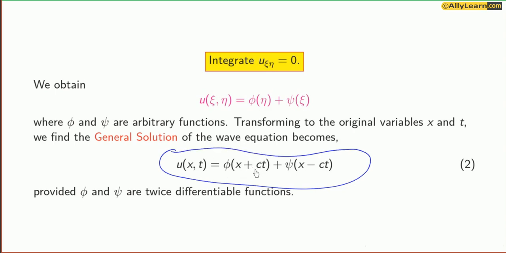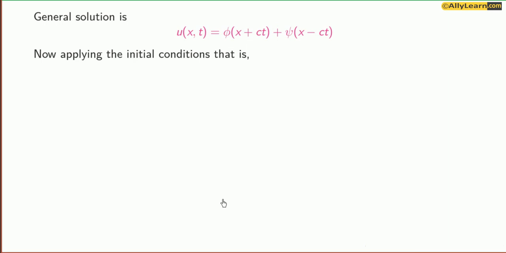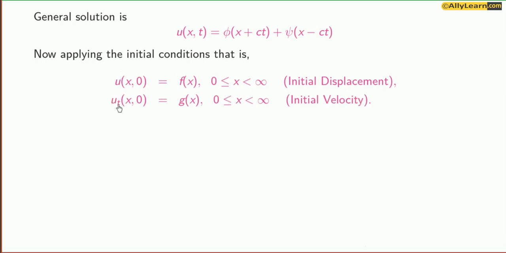For the detailed steps, you may visit our previous video lectures on the infinite string problem and the semi-infinite string problem with a fixed end. Now next, we will be introducing the initial conditions given to us. So friends, this was the general solution, and now let's revisit our initial conditions. This first one was for initial displacement, then this is the initial velocity, and lastly this is the free end condition.